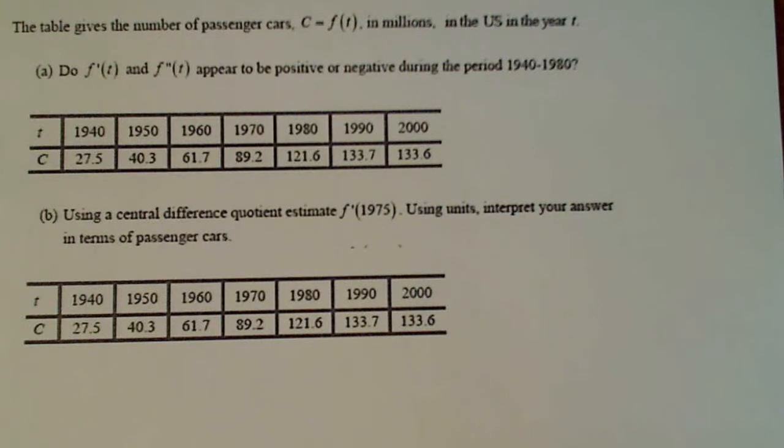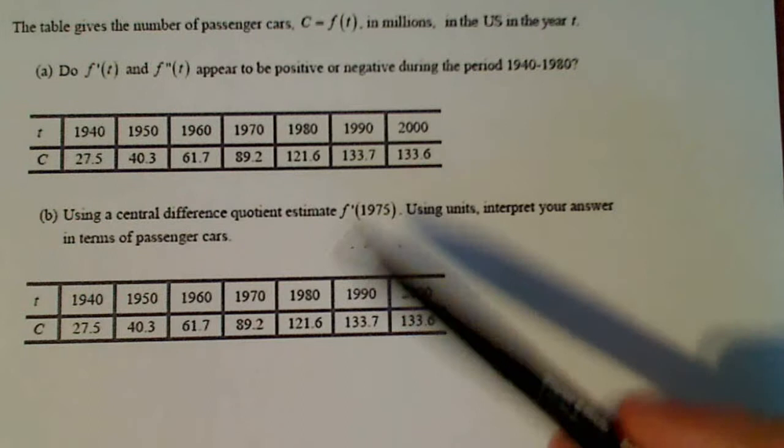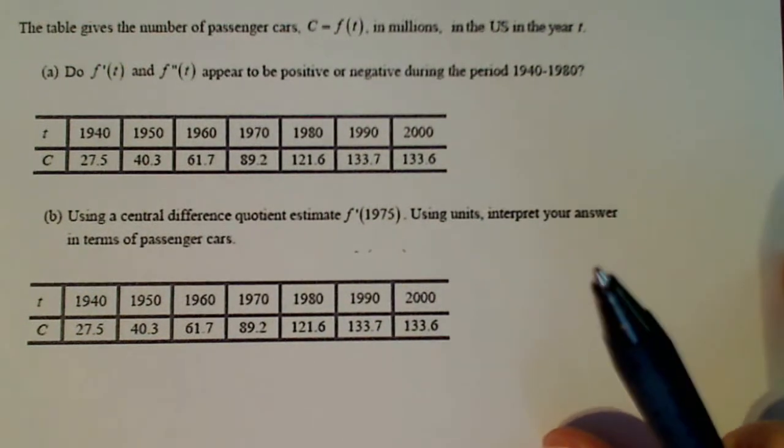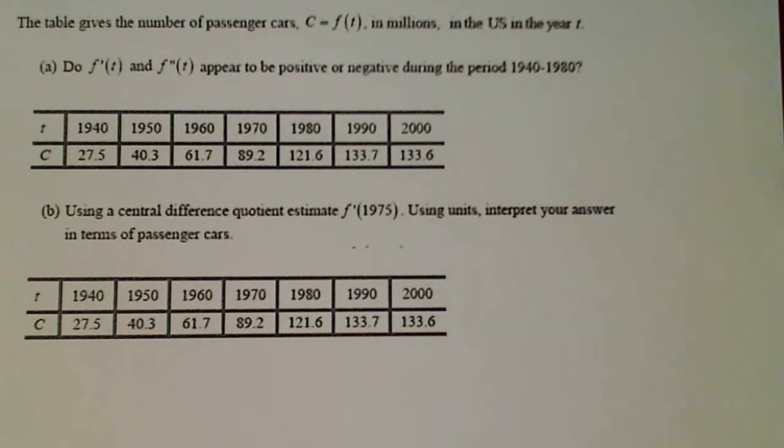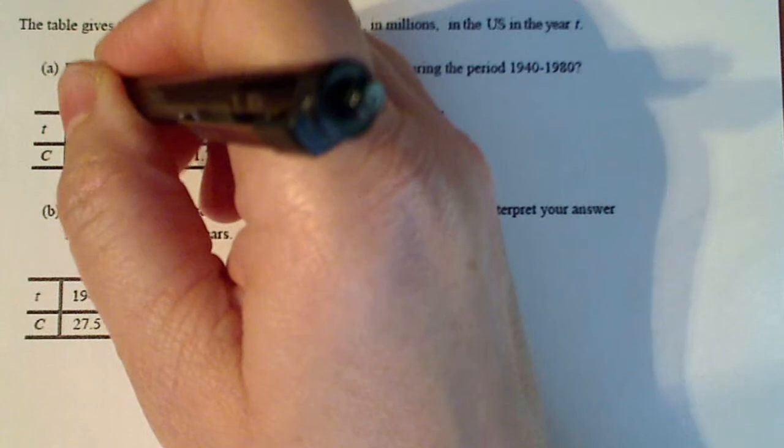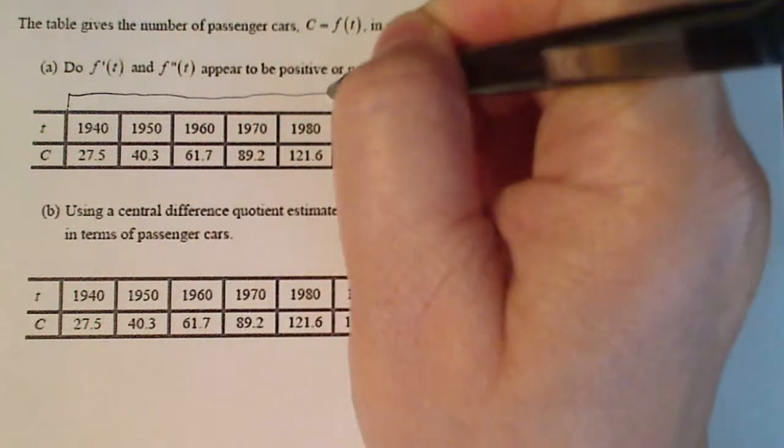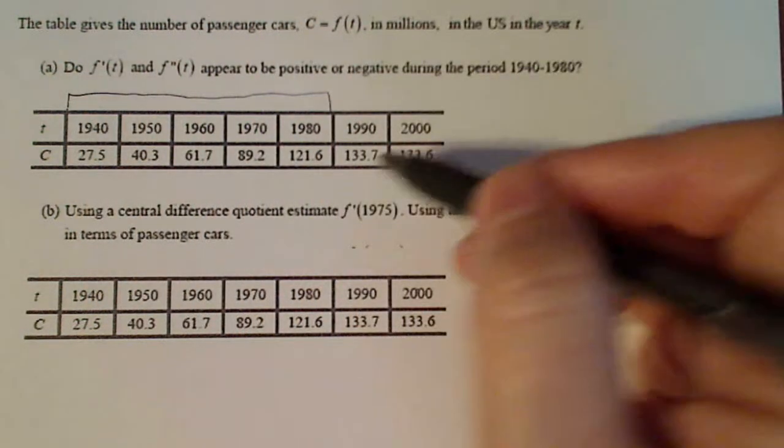The table gives the number of passenger cars C in millions in the U.S. in the year T. So here are my questions. I have the table listed every time so that we can take a look at the table closely as we go. Do f prime of t and f double prime of t appear to be positive or negative during the year 1940 to 1980? Now they ask you that specifically because the data does get a little wonky past 1980.